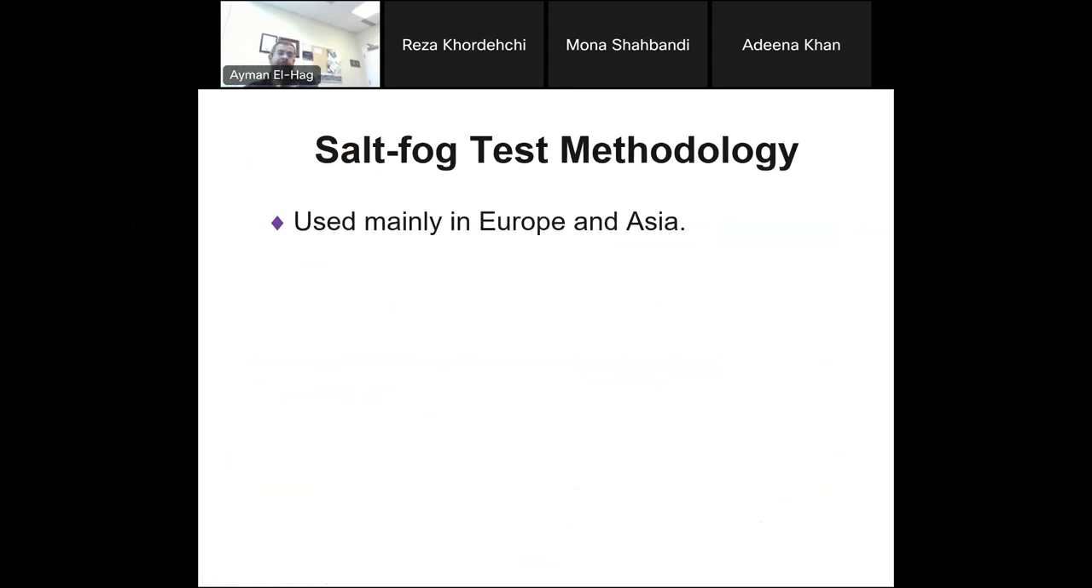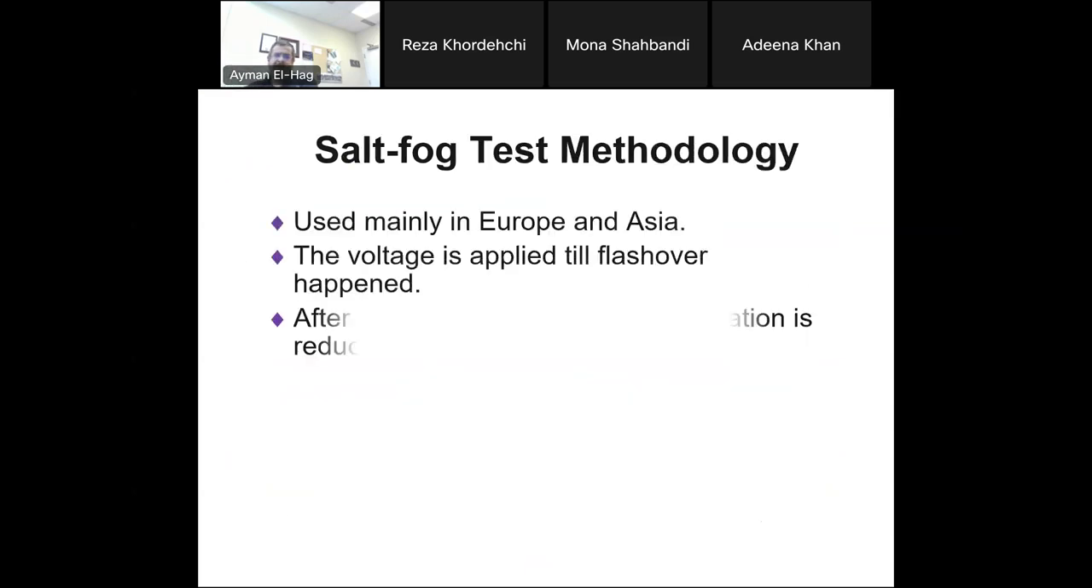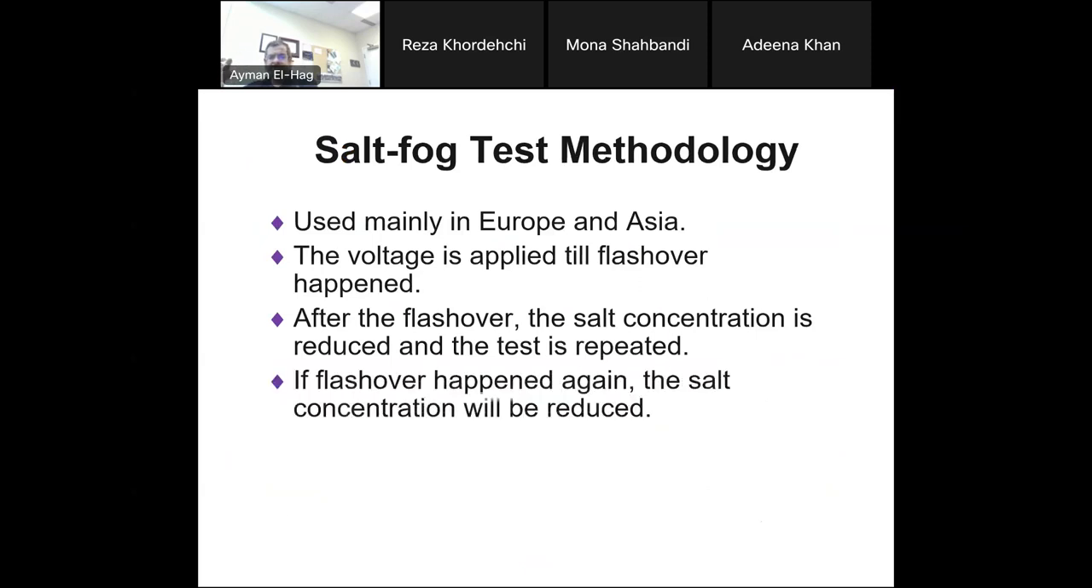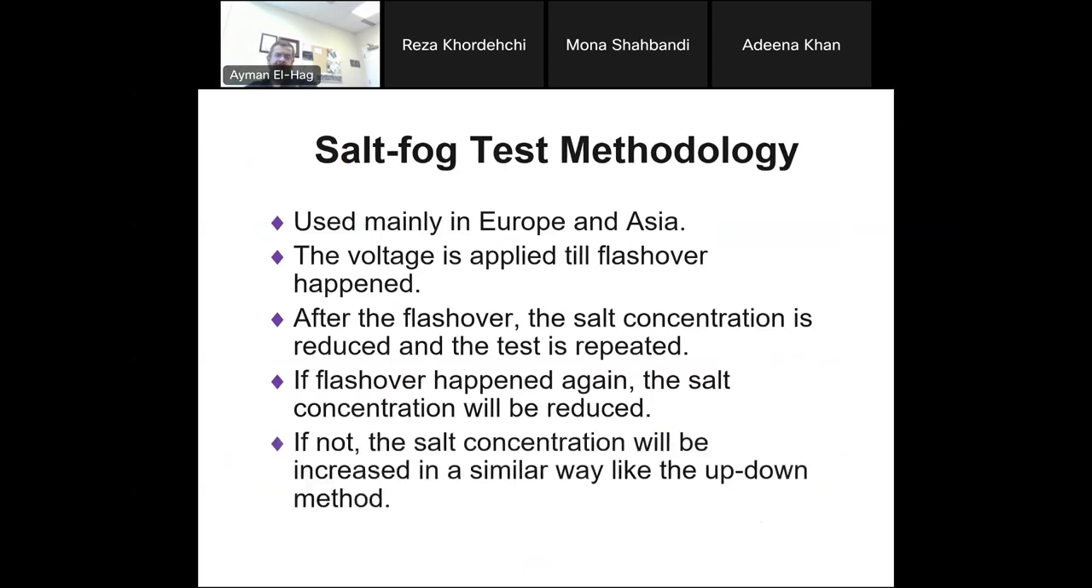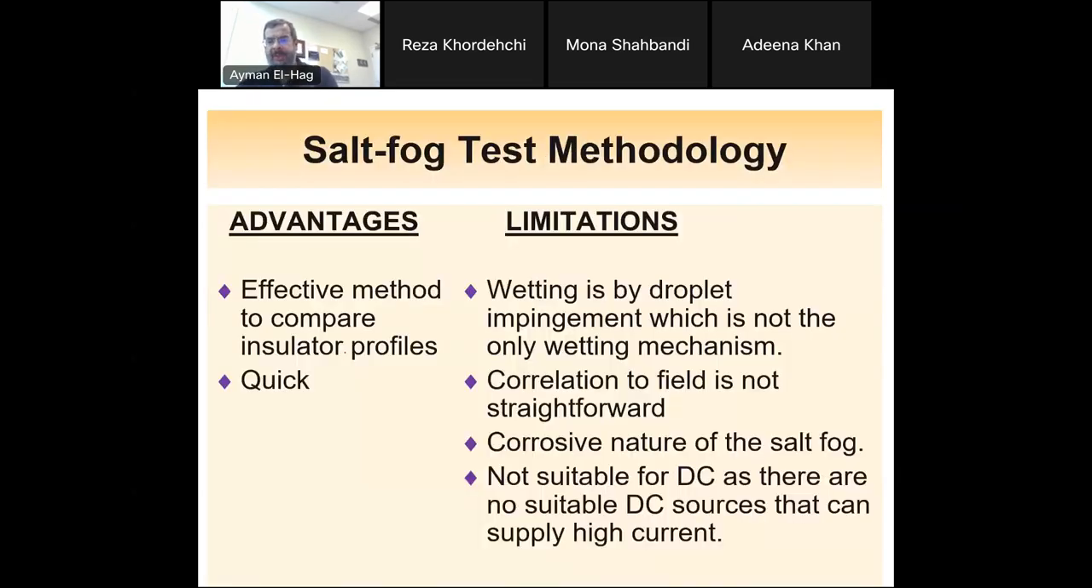So as I said, this method for a flashover is mainly used in Europe and Asia. The voltage is applied until flashover happens. So you hang the insulators, you control the conductivity, you apply voltage until the flashover. After the flashover, the salt is reduced and the test is repeated. If flashover happens again, we keep on reducing the salt. If not, then the salt contamination will be increased, in a similar way like the up and down method I mentioned before for the impulse testing of the transformer. Of the insulators, I mean.